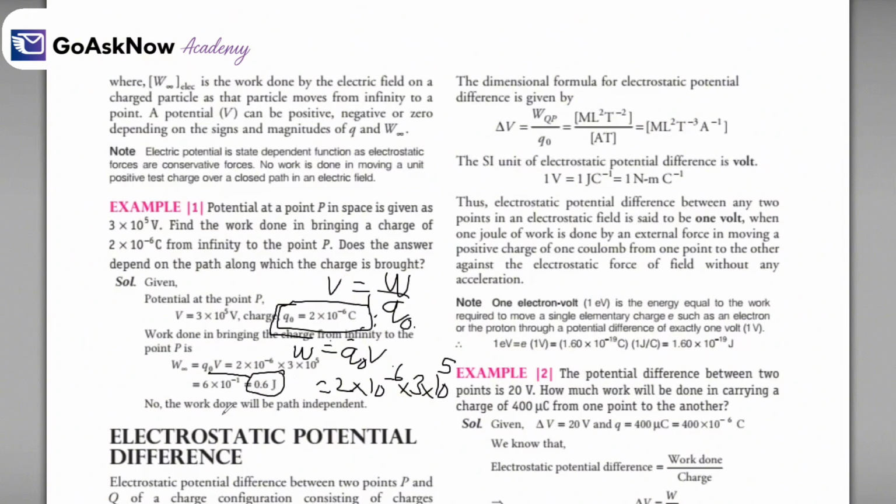No, the work done will be path independent. You have already found the work done, and it will be path independent. Why is it path independent? Because electrostatic force, or electrostatic work done, is conservative in nature. Why is it conservative? Because the work done by any path is independent of that path. So it is a conservative force.